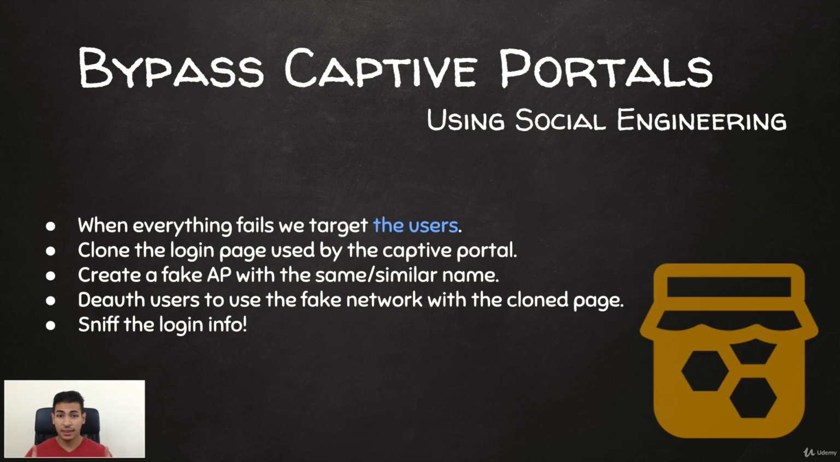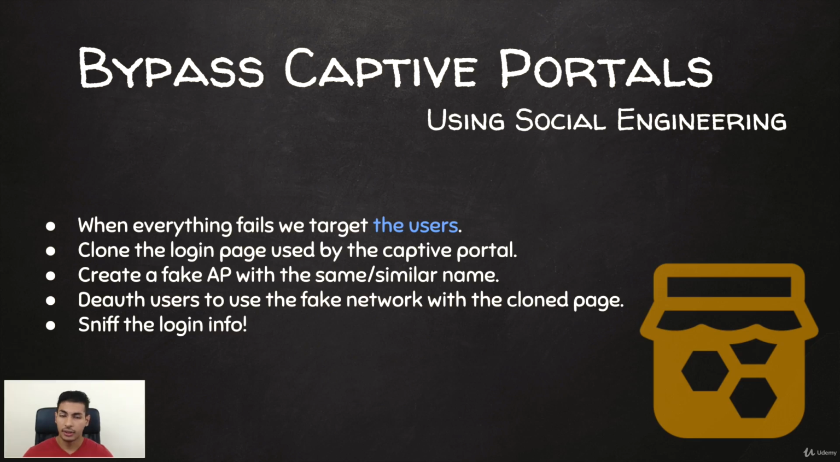So I'm just going to go over the idea one more time just so that you get the idea. So first of all, we are going to download and clone the login page that the captive portal usually uses. Then we're going to create a fake access point that has the same or a similar name to that network. Then we're going to deauthenticate all the people that connect to that network and wait for them to connect to our network.